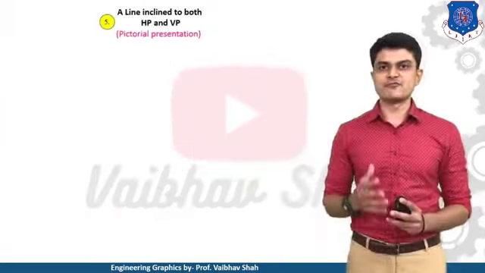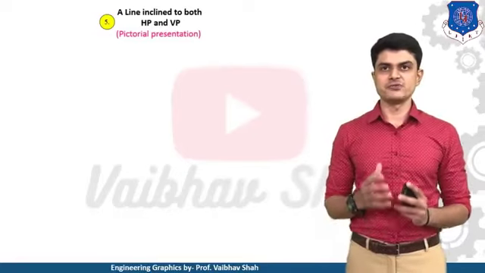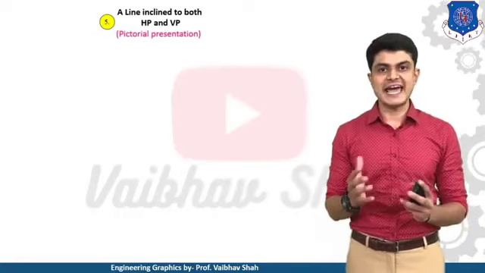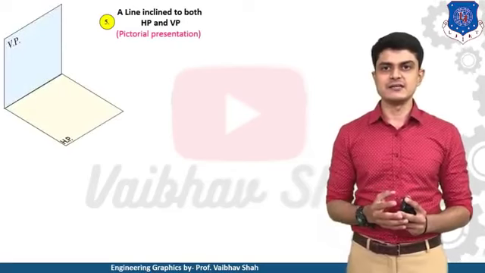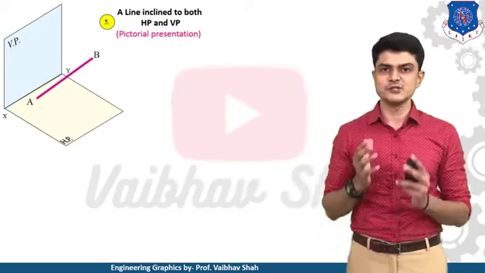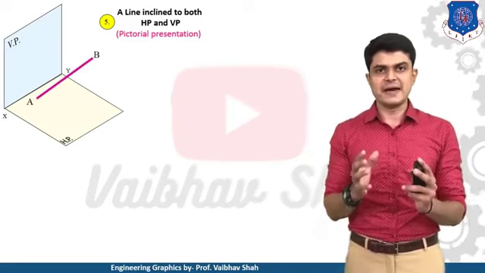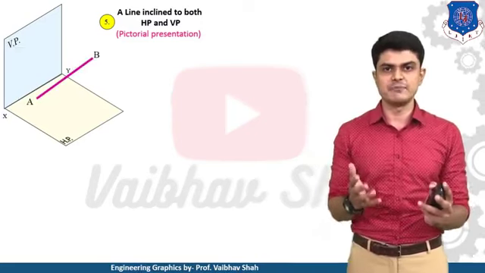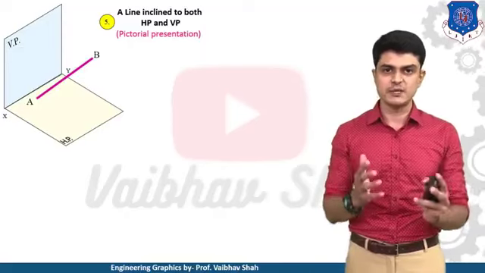So now let us understand the fifth and most important case here, which is: the line is inclined to both HP and VP. Let us see what I mean by that. Suppose this is a line. As you can see, this line is not parallel to HP or VP, but it is inclined to both HP and VP, right?